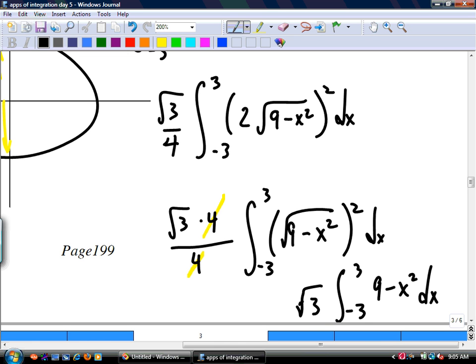Yeah? Hard? No. I think the tough part is going to be remembering what formula. How do I find the area of the triangle?